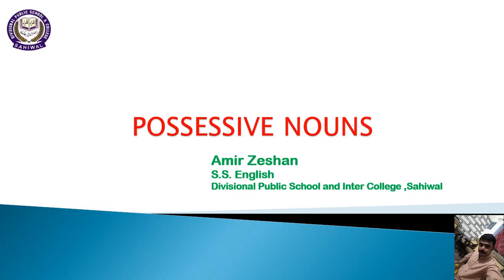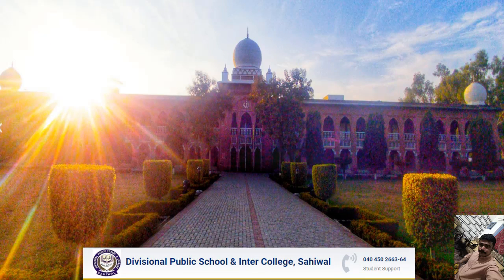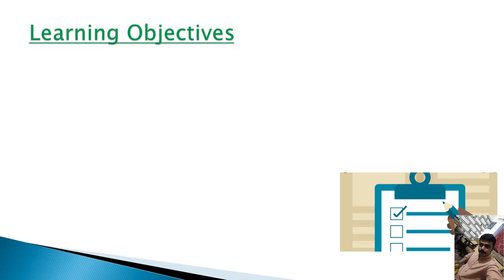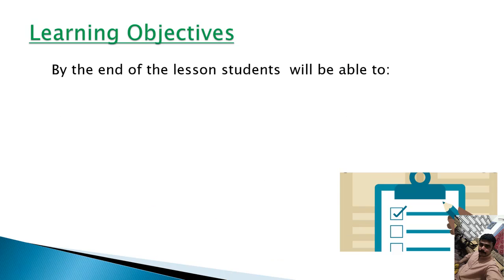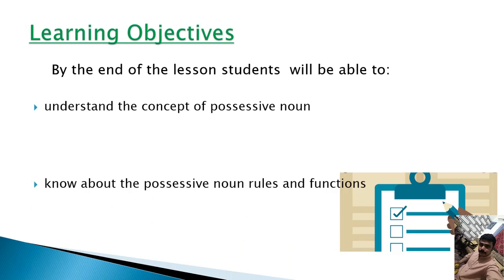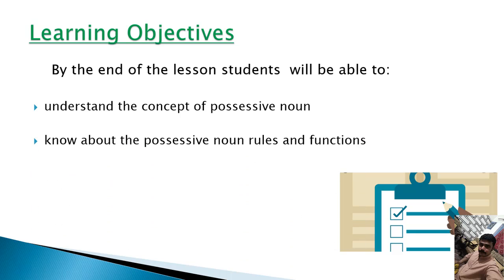Let's start today's lesson. Today we have a topic: possessive nouns. In the start of the lesson, I will tell you about the learning objectives. By the end of the lesson, students will be able to understand the concept of possessive noun, know about the possessive noun rules and functions, and use apostrophe.